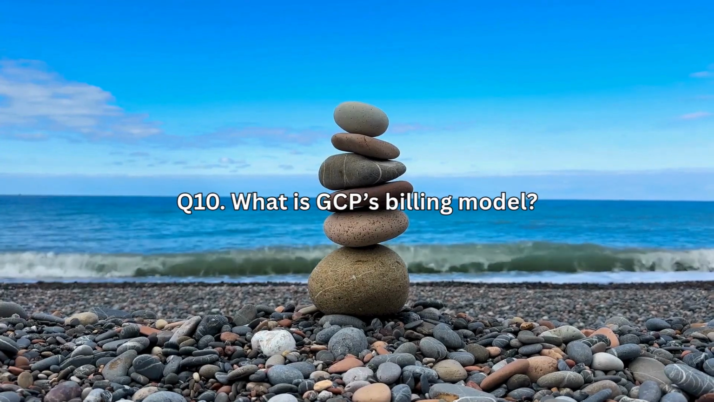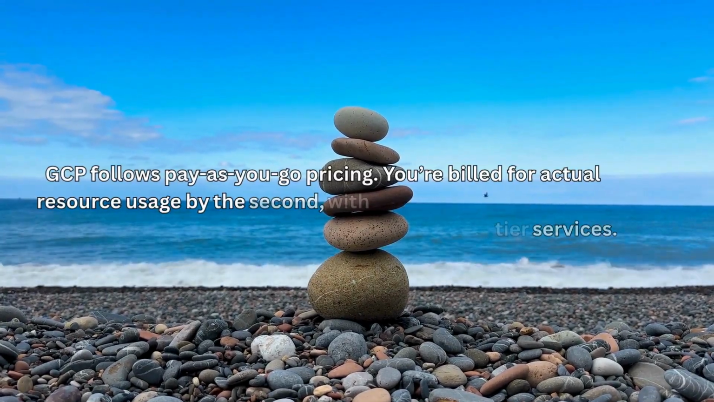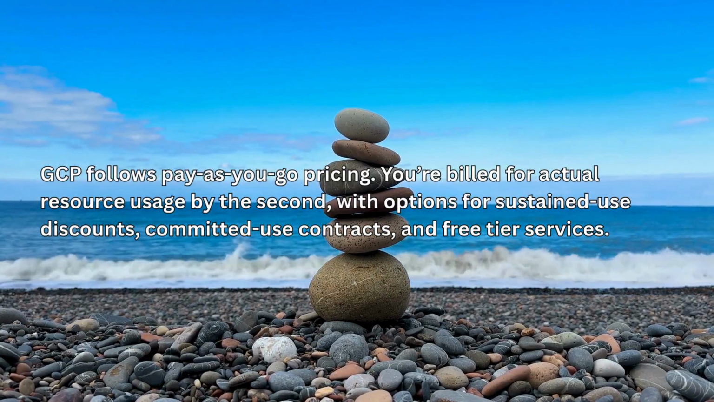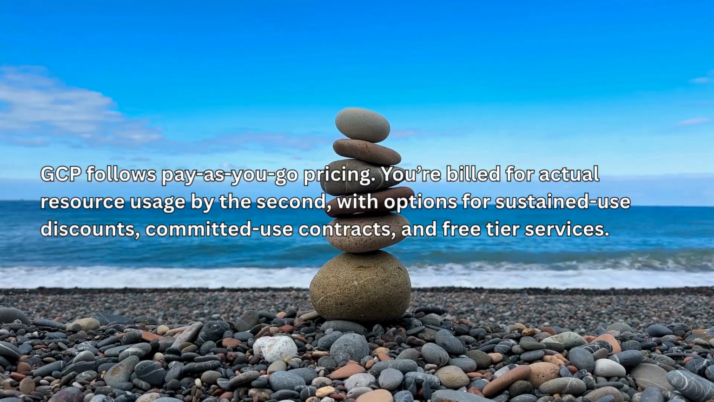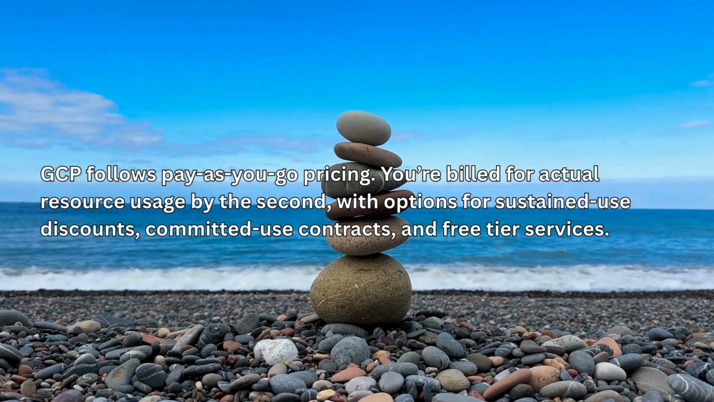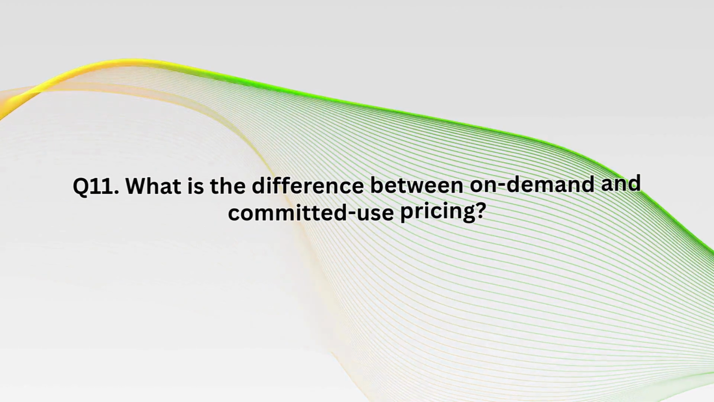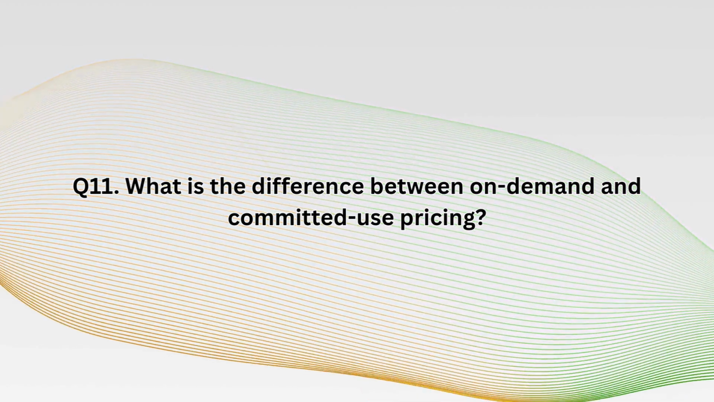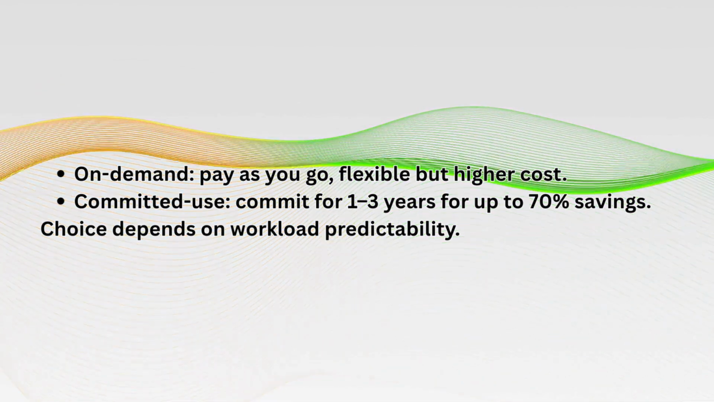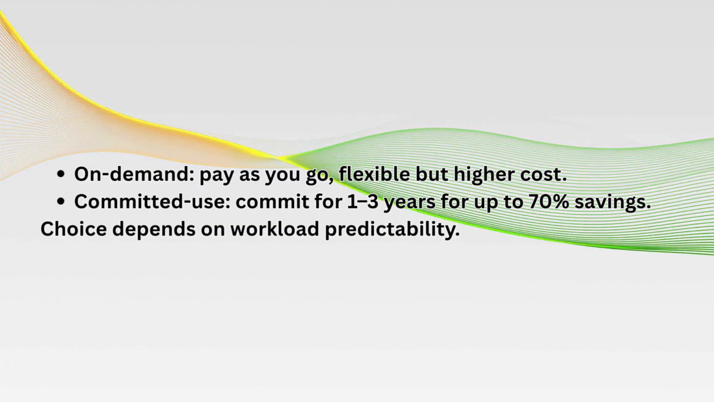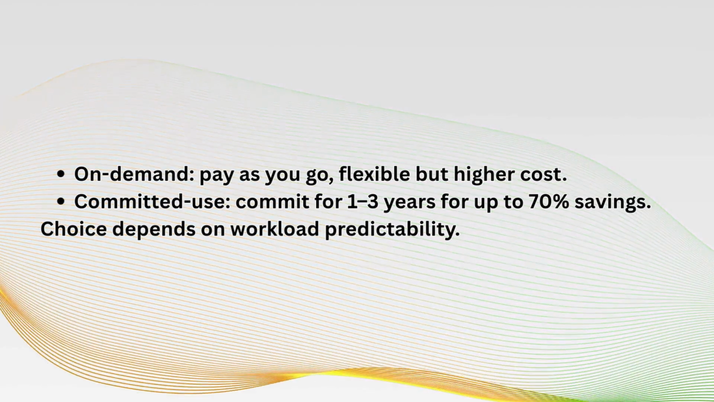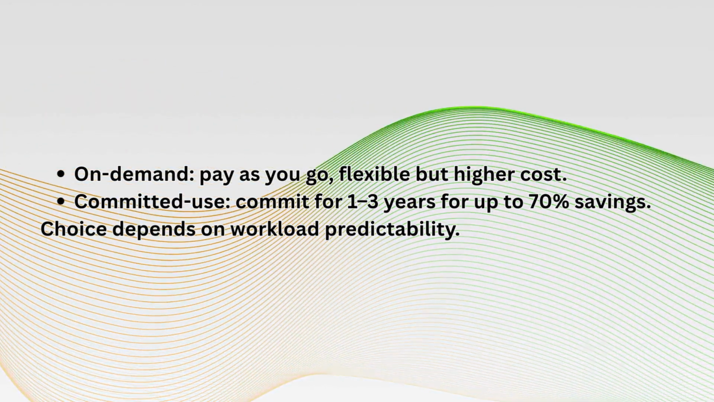What is GCP's billing model? GCP follows pay-as-you-go pricing. You're billed for actual resource usage by the second, with options for sustained use discounts, committed use contracts, and free tier services. What is the difference between on-demand and committed use pricing? On-demand: pay-as-you-go, flexible but higher cost. Committed use: commit for 1 to 3 years for up to 70% savings. Choice depends on workload predictability.